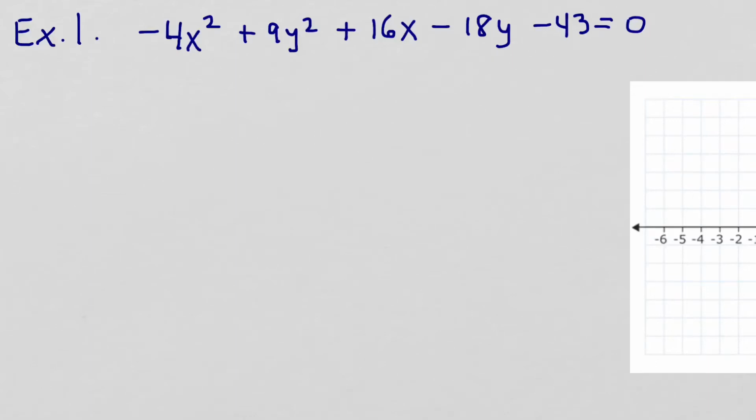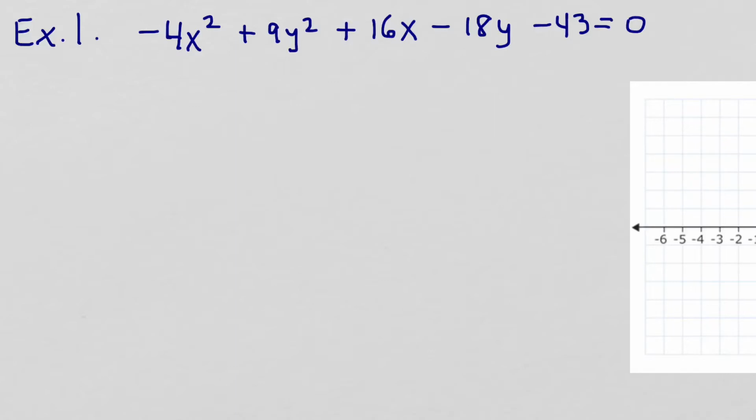So we're going to talk about hyperbolas. I know this is a hyperbola because it has both the x squared and the y squared terms, and one of them is negative and one of them is positive. That makes this a hyperbola. So I'm going to get the equation in standard form for a hyperbola.